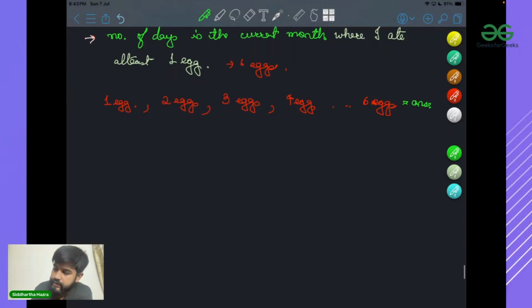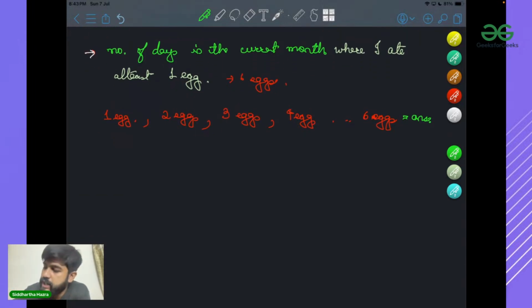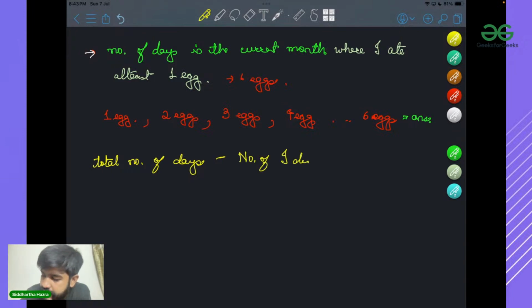Instead of that, a better solution in this real life analogy would be the total number of days minus the number of days I didn't eat any egg.